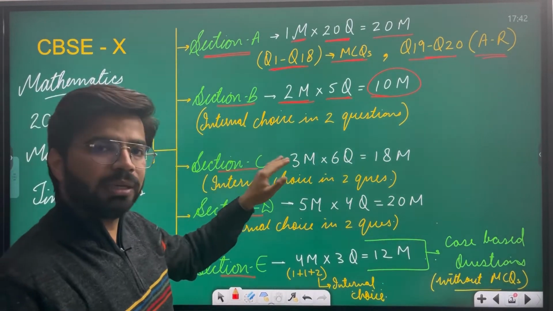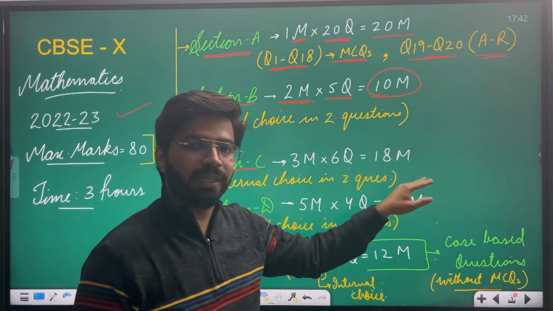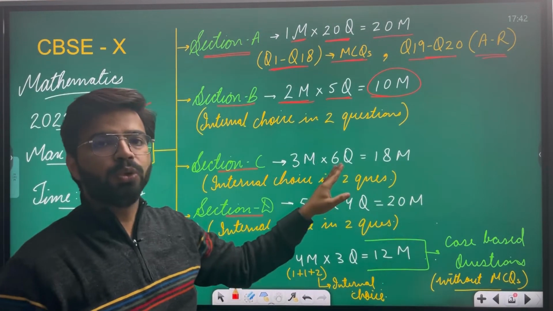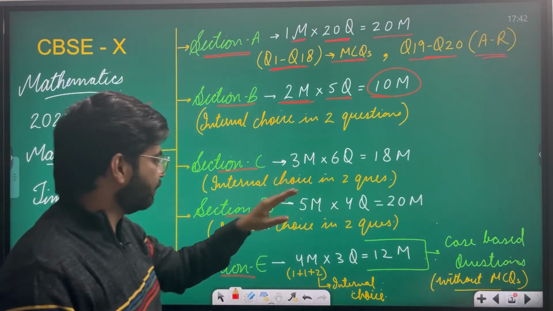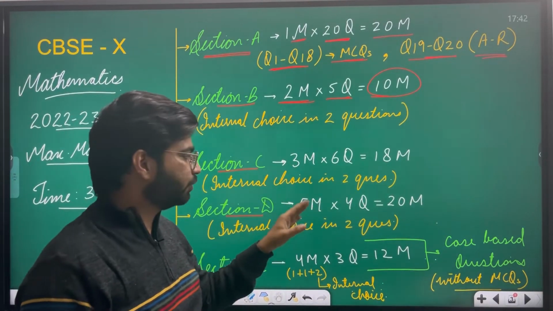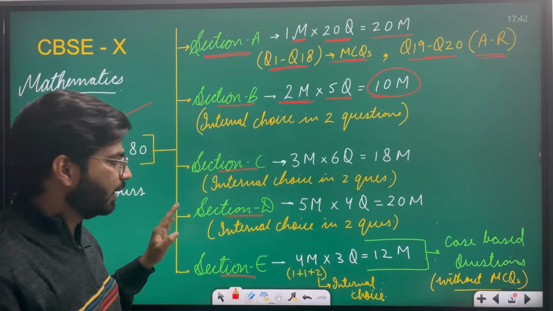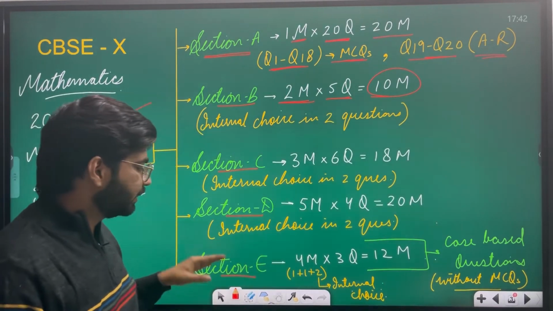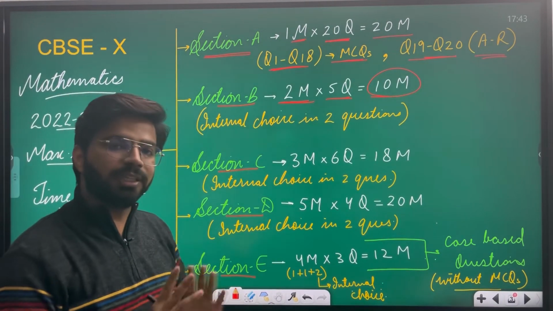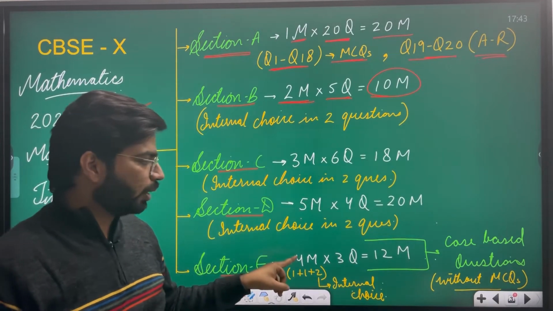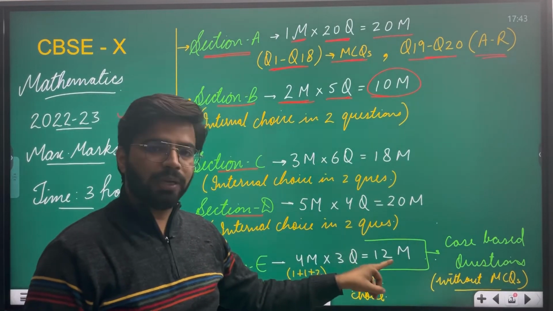Section C: 3 marks, and there will be 6 questions, total 18 marks, and there will again be 2 internal choices. After that, Section D: 5 marks, 4 questions, total 20 marks, and internal choices again in 2 questions. Section E will be case study based questions, so 4 marks each, 3 questions, total 12 marks.